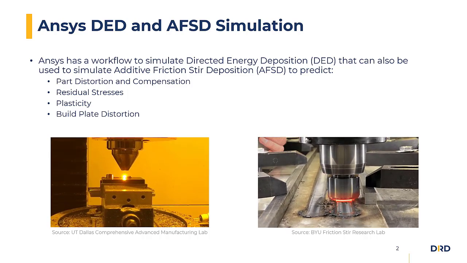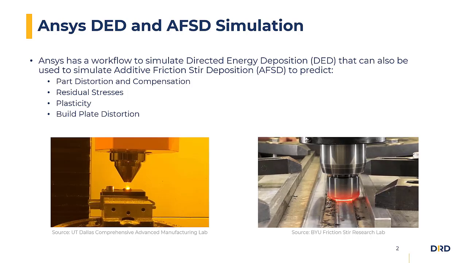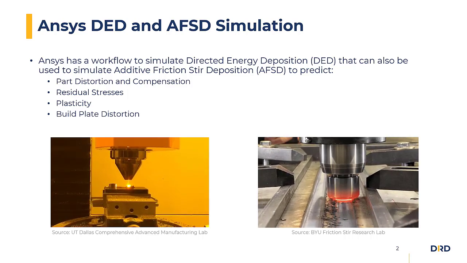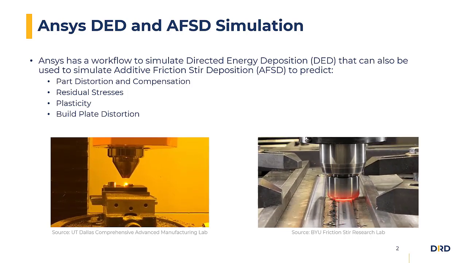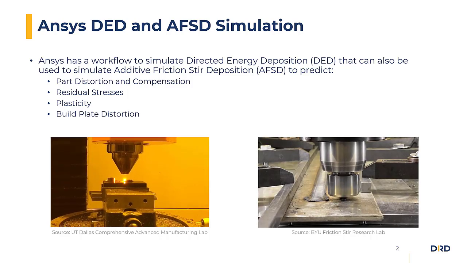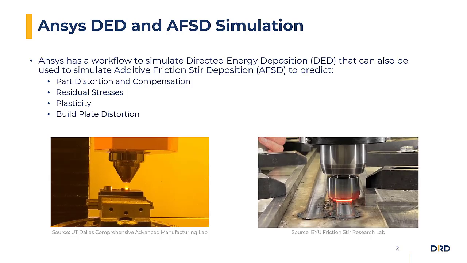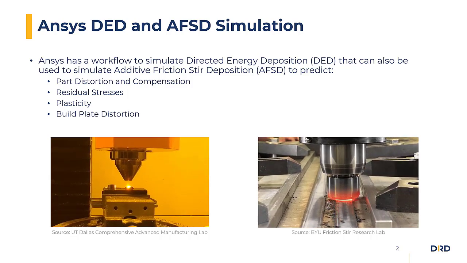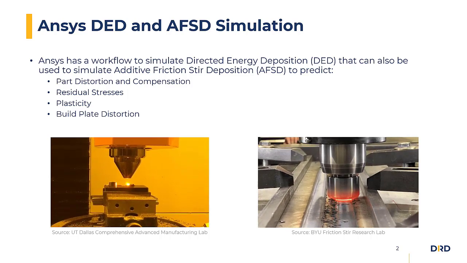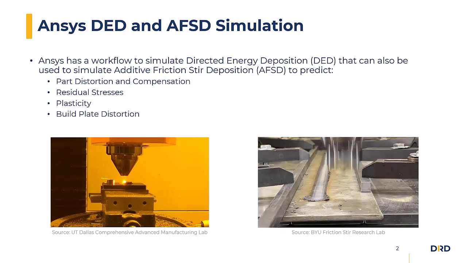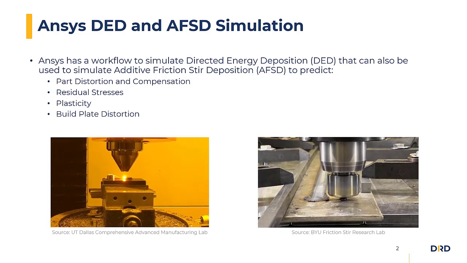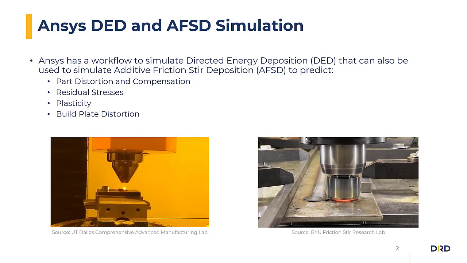Both of these processes put a lot of heat into the part, causing thermal strain and distortion as it cools to room temperature. Simulating this process in Ansys allows us to predict and compensate for this distortion. It also allows us to get other results such as residual stresses, plasticity, and build plate distortion. Next, I'll show you an example of an AFSD model created in Ansys Mechanical.